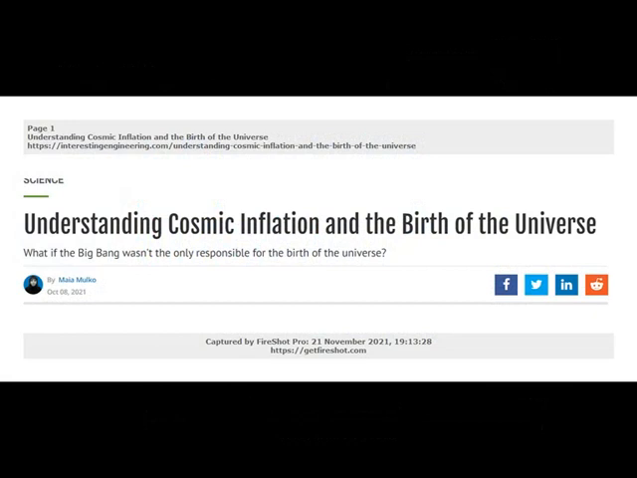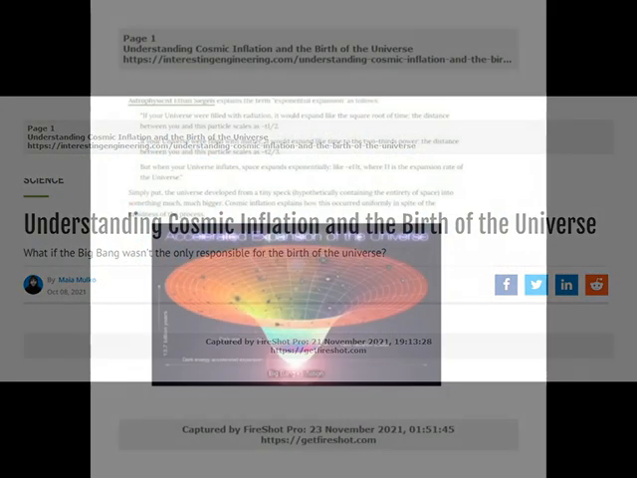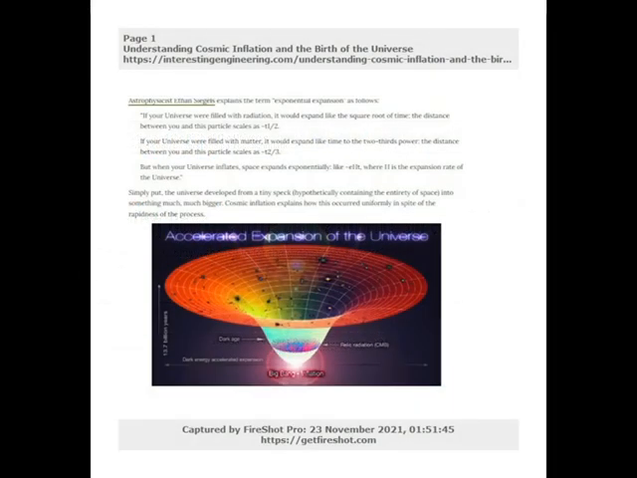The theory of cosmic inflation proposes a period of extremely rapid exponential expansion of the universe during its first few moments, starting at 10⁻³⁶ seconds after the Big Bang singularity. Astrophysicist Ethan Siegel explains the term exponential expansion as follows.